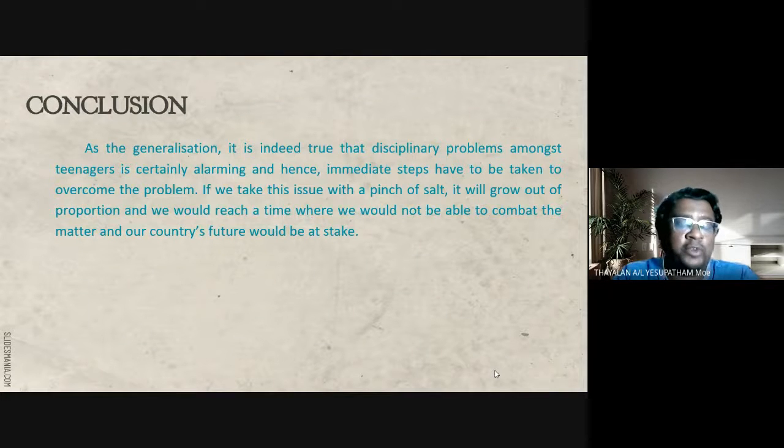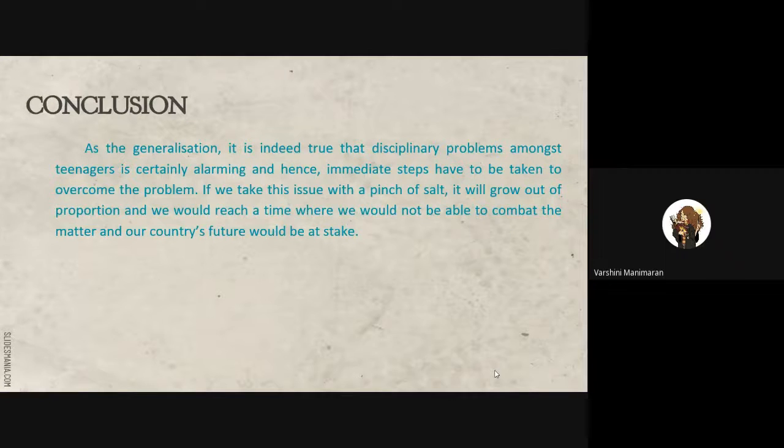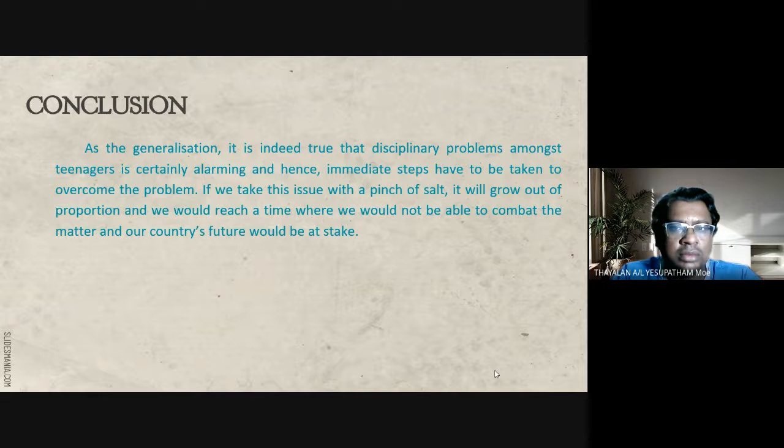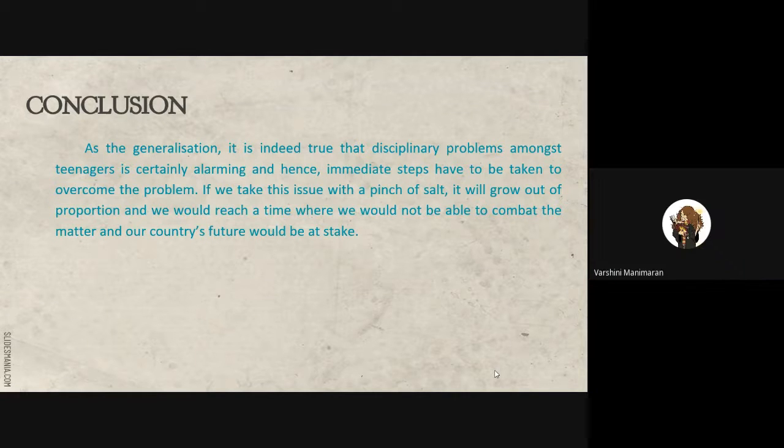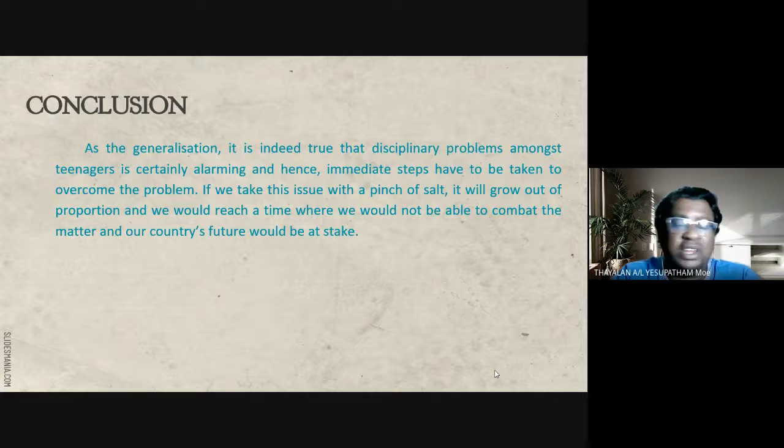And these are the type of mistakes that you always make, and everyone makes. We call this the first draft slip, which is a slip indeed, and you would lose marks. As a generalization, it is indeed true that disciplinary problems amongst teenagers is. So, sir? Should we have it in singular or plural? We will look at the sentence later.